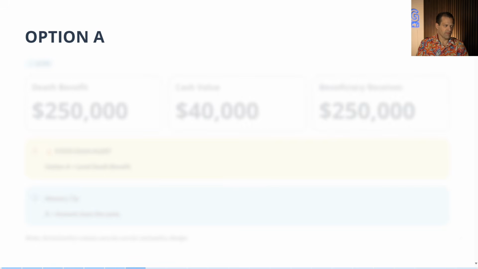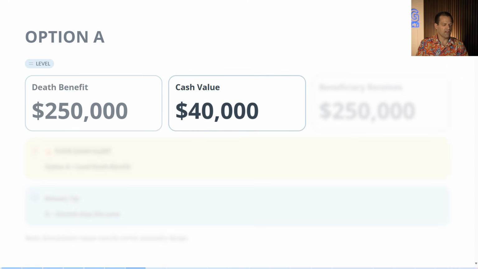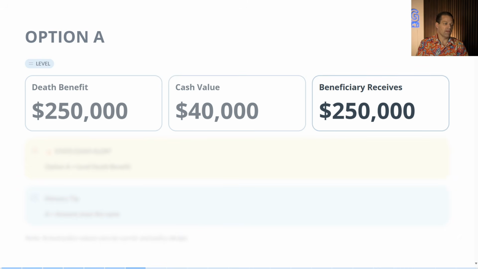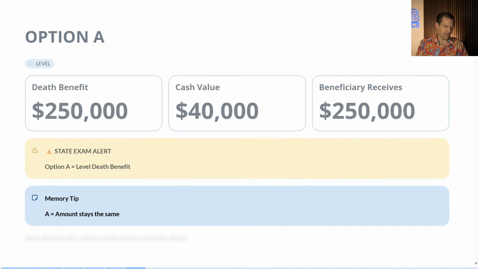Okay, very important. So option A, let's say you have a $250,000 death benefit with a cash value of $40K, and the beneficiary is going to receive $250,000. Option A equals the level death benefit. So memory tip, A, the amount stays the same. And note that the actual policy values vary by carrier and policy design. This is just a simple example.